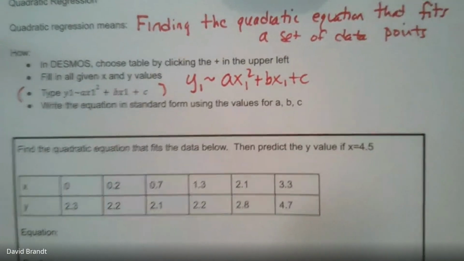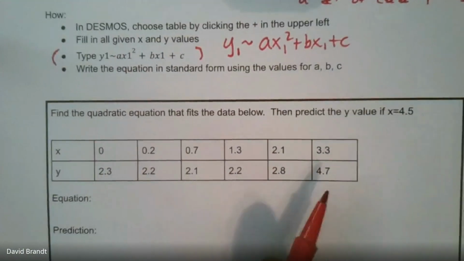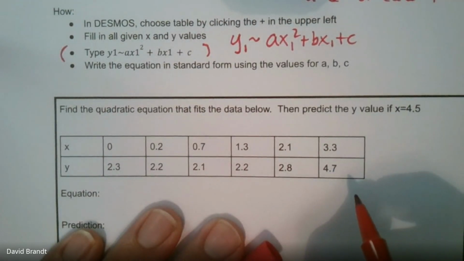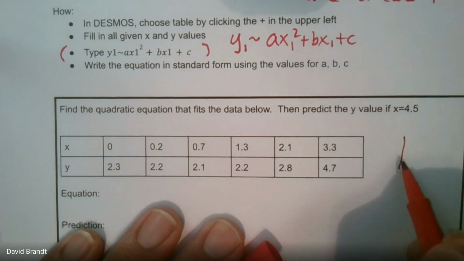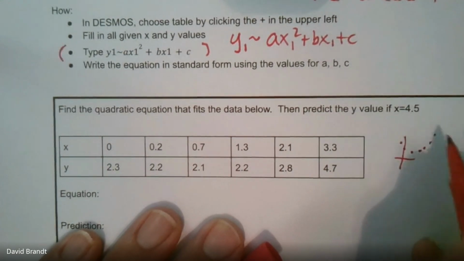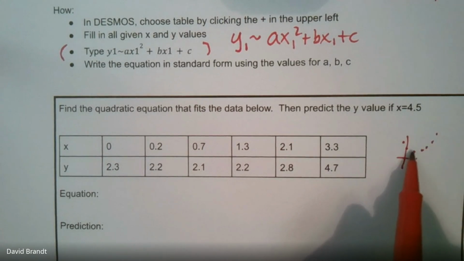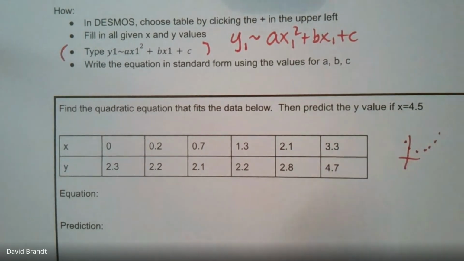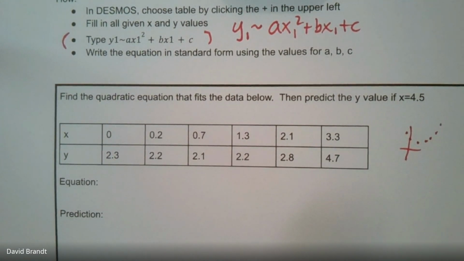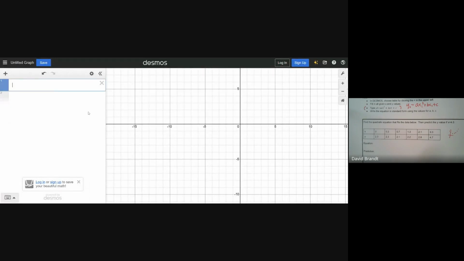All right, the first example, we've got these data points. And these data points are going to look kind of like this. And we're going to try to find the equation of the parabola that goes through those points. So let's go to Desmos and follow those steps, and let me show you what that's going to look like. Now on Desmos, we're going to start by clicking the plus sign here and choosing table.